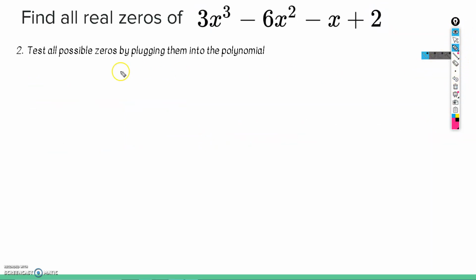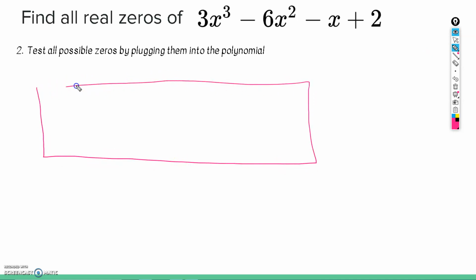So step 2, test all your possible zeros by plugging them into your polynomial. Okay, so I'm just going to make this nice little chart. I did this ahead of time, so I have these calculations already. But you won't. You will have to do this by hand. Everywhere you see the rational root theorem, it's like, here are all your zeros, and we just plugged them all in, and I found that this one worked. But behind the scenes it was like 15 minutes worth of work.